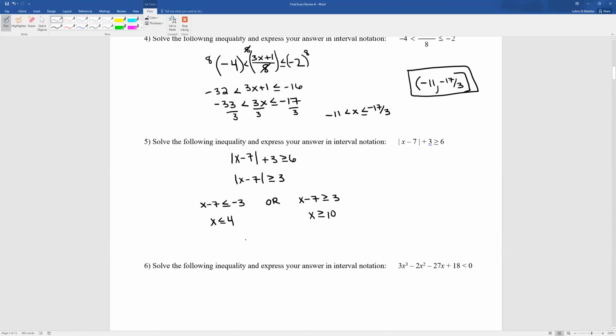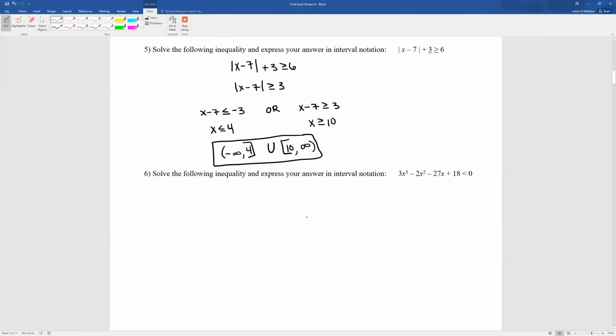And then we want to write this in interval notation. So anytime you have an or, you have a union symbol, and then this would be negative infinity up to 4 and including 4. So that'd be a bracket. And then on the other side, we start shading from 10 to positive infinity. So there is our solution set for number 5.